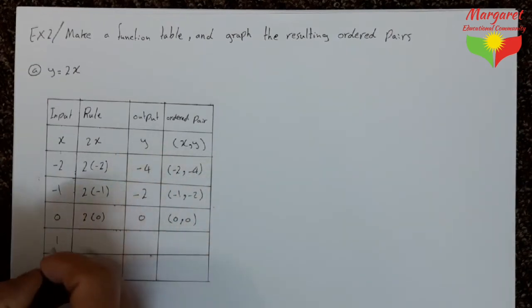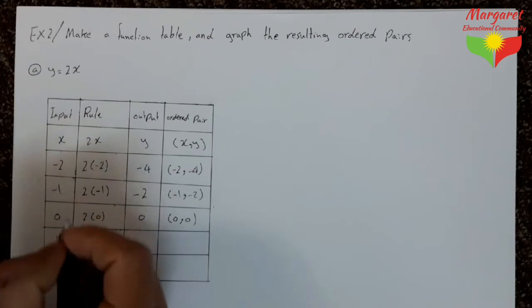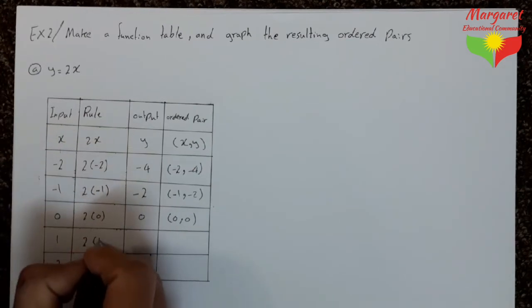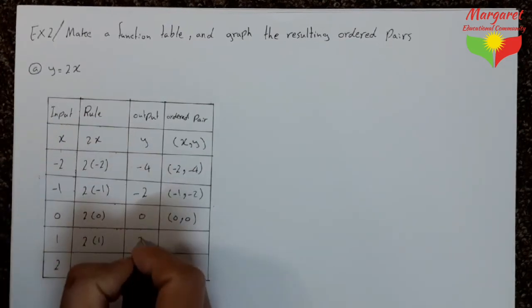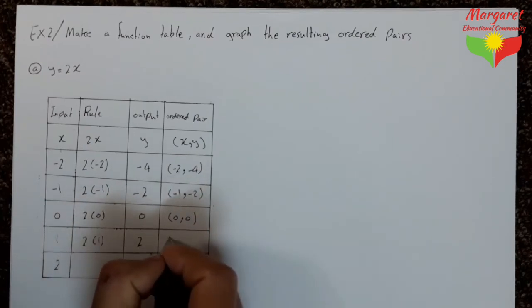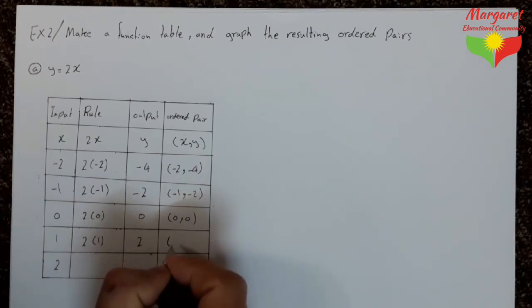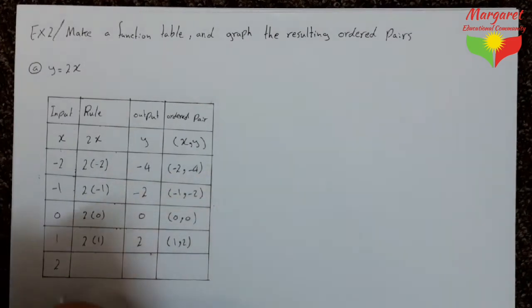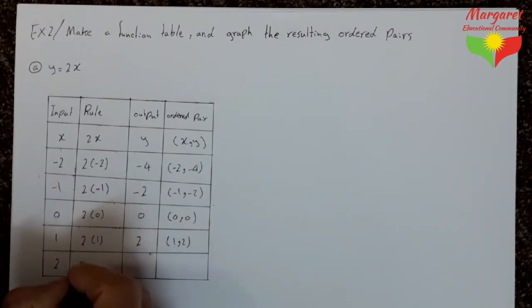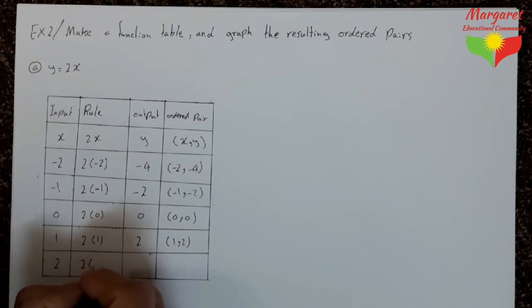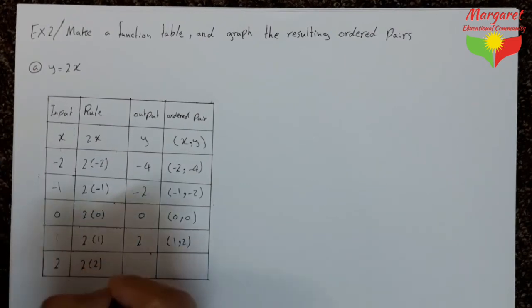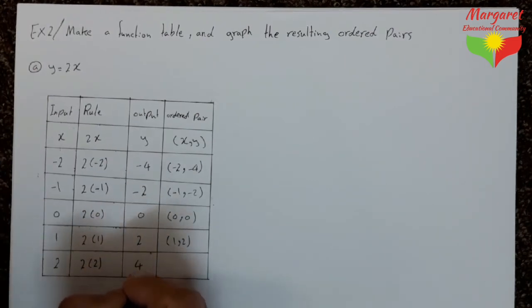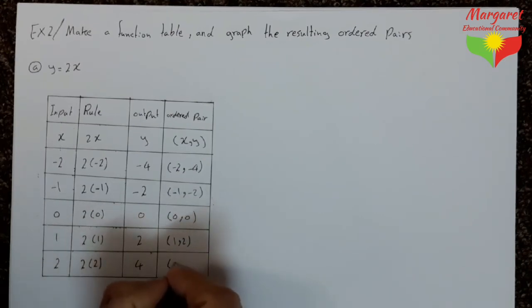And substitute 1 for x. So we have 2 times 1. 2 times 1 equal to 2. So the ordered pair is 1, 2. And substitute 2 for x. So we have 2 times 2 equal to 4. So the ordered pair is 2, 4.